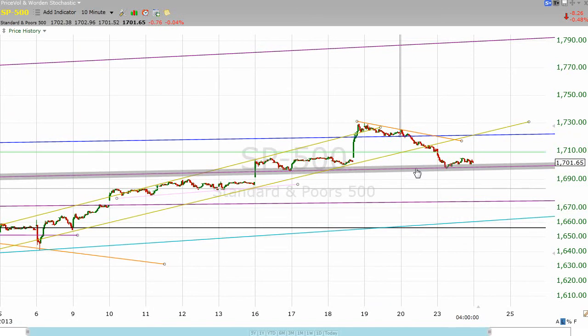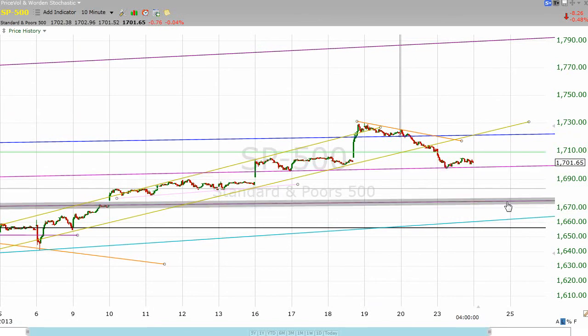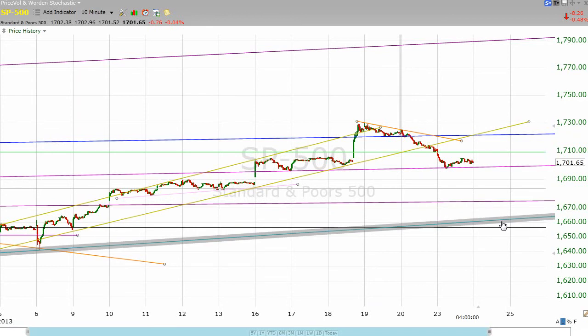But I would still watch this line. If this line breaks, then I believe we are going to be heading down to the mid 1670s, which is where the neckline for our shoulderless head and shoulder pattern is to be found. Finally, we've got another support level, which is our rising teal line. It's going to be in the very low 1660s tomorrow. So that's approximately 40 points underneath where we are right now.